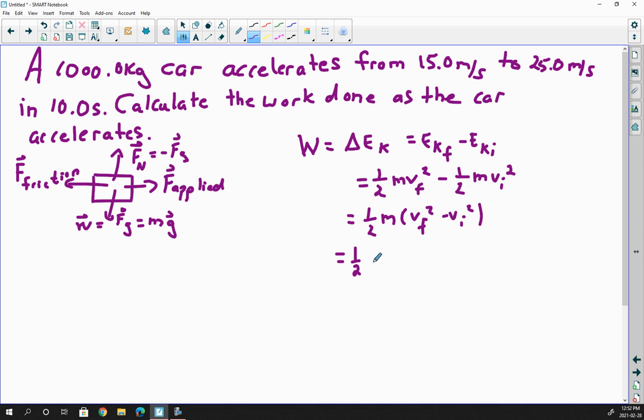And now we can substitute in, and we get an answer of 2.0 times 10 to the 5 joules. So you've done an example there. Perfect.